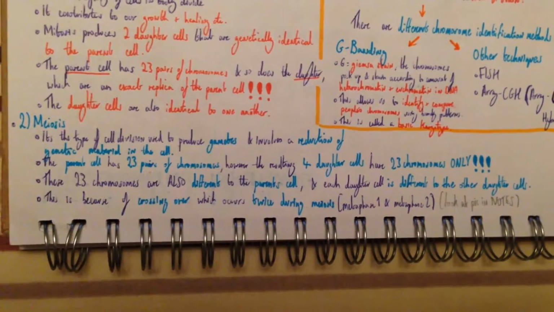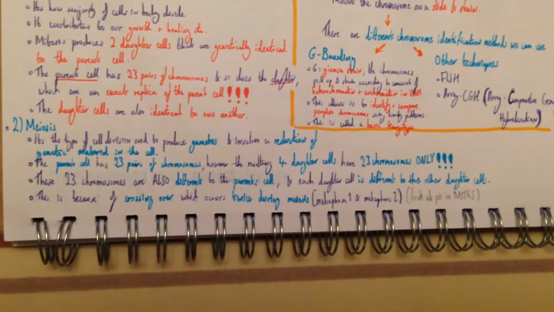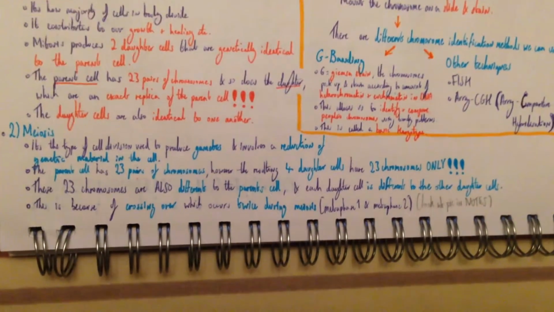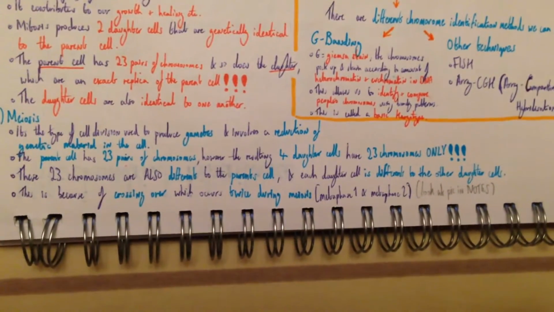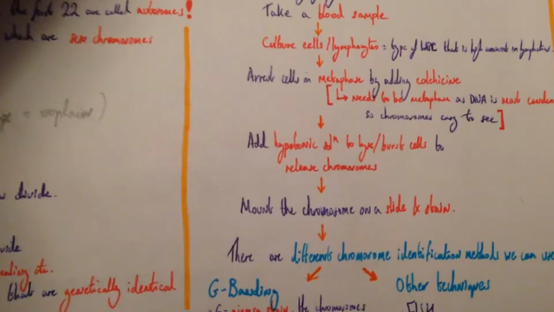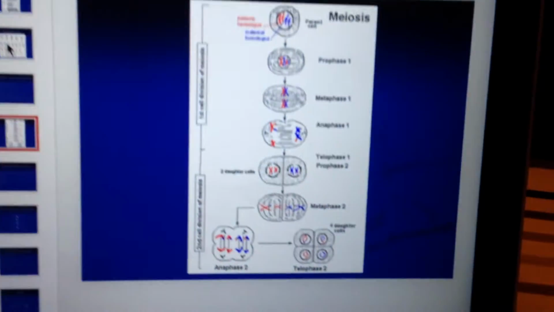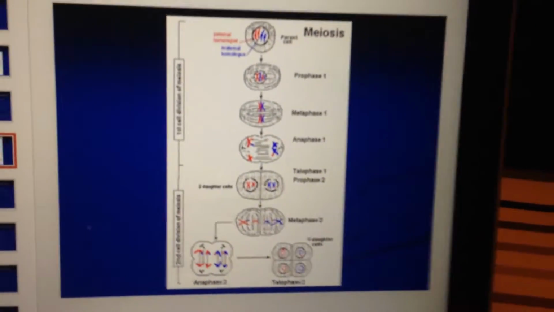Easy peasy. This is because of crossing over, which occurs twice during meiosis, in metaphase 1 and metaphase 2. So look at the picture in the notes. Let me see if there's a picture for you. Here we are. Metaphase 1 and metaphase 2. Simple.